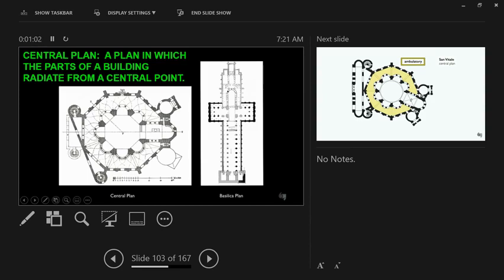And then in the old St. Peter's, we could just barely notice a transept. But in the later churches, they began to develop the transept to make the whole thing look like a cross if you are looking down on it. And the circular bit at the end, that is the apse. All right.